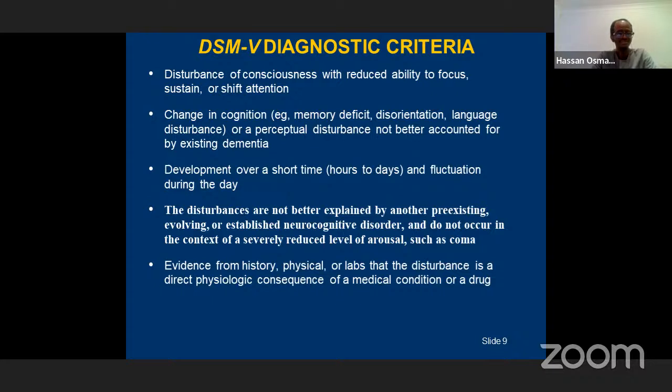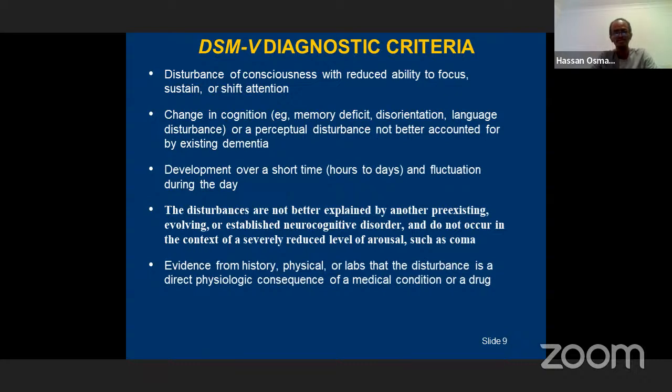First, disturbance of consciousness with reduced ability to focus, sustain, or shift attention. The easiest way to think about this criterion is when you ask the patient, it's very clear that he's not able to answer the question in the manner you would expect, and it's very difficult for the patient to move from one topic to another. That's how you could recognize there is a disturbance in consciousness.